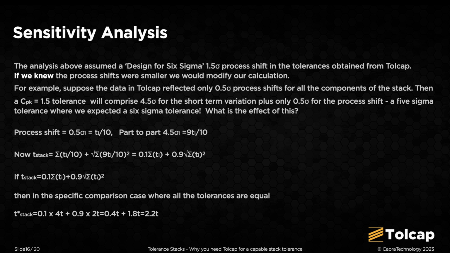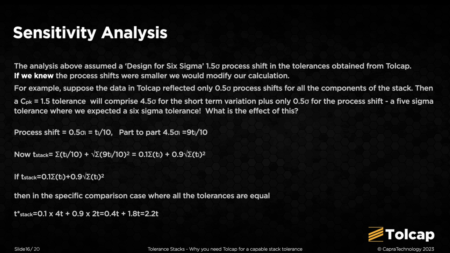But of course the analysis above assumed that we would get a designed for 6 sigma, 1.5 sigma process shift in the tolerances obtained from TOLCAP. If we knew the process shifts in TOLCAP were smaller, we'd have to modify our calculation. For example, suppose the data in TOLCAP reflected only 0.5 sigma process shifts for all the components of the stack. Then a CPK of 1.5 target tolerance will comprise 4.5 sigma still for the short-term part-to-part variation, plus only 0.5 sigma for the process shift. A 5 sigma tolerance where we expected a 6 sigma tolerance.